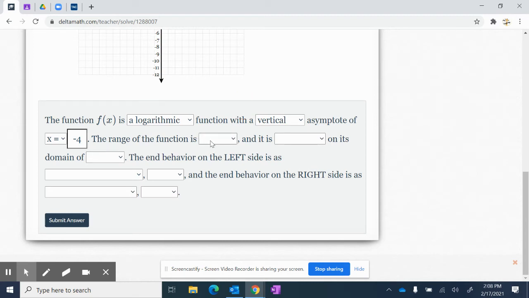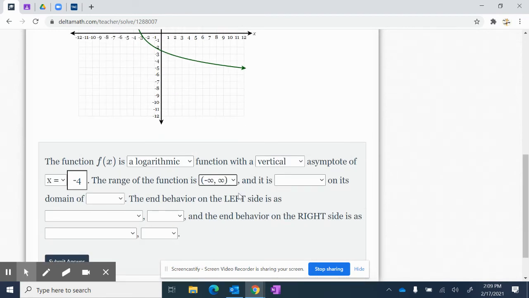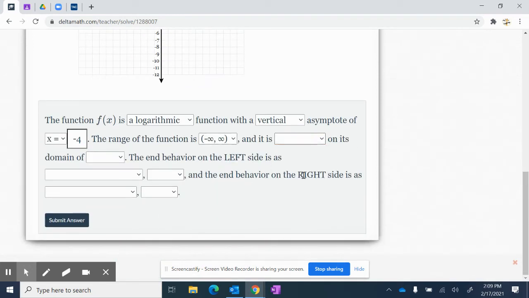The range is always negative infinity, positive infinity. And then looking at the graph, I can see that it is decreasing. It's starting up and then working its way down. And my domain is always the asymptote, comma, infinity. So it's going to be -4 to infinity. And now I have to look at the end behavior.